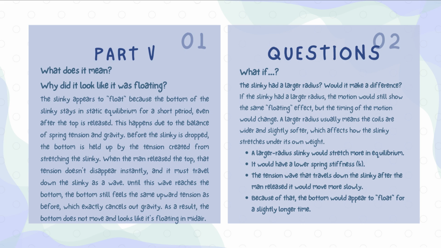A larger radius slinky would stretch more in equilibrium. It would have a lower spring stiffness, or k. The tension wave that traveled down the slinky after it was released would move more slowly, and because of that, the bottom would appear to float for a slightly longer duration.